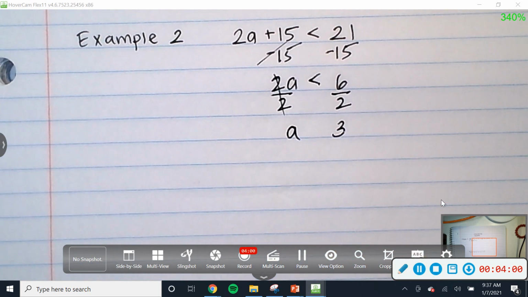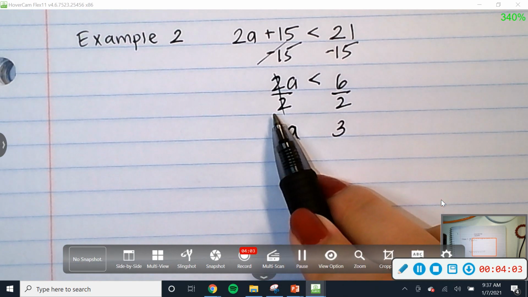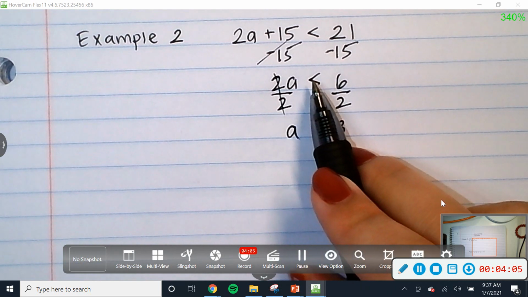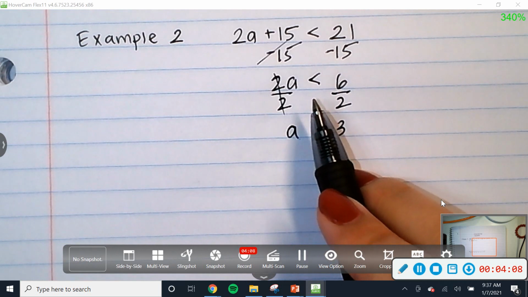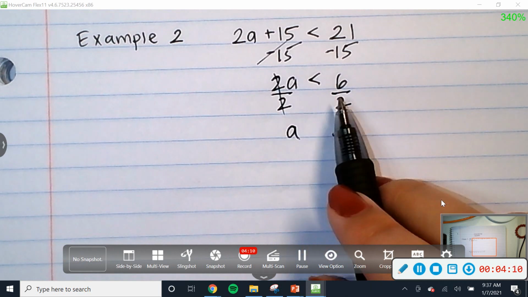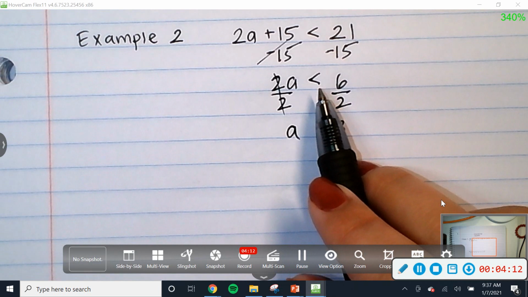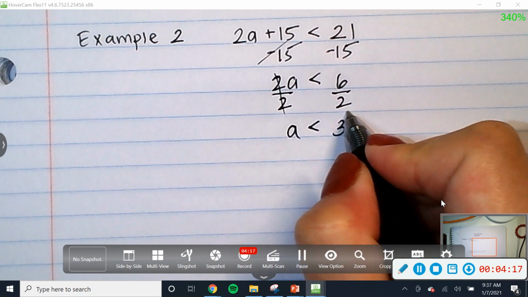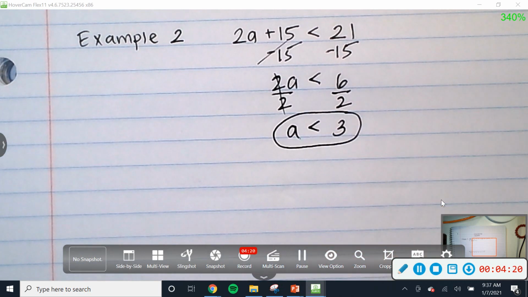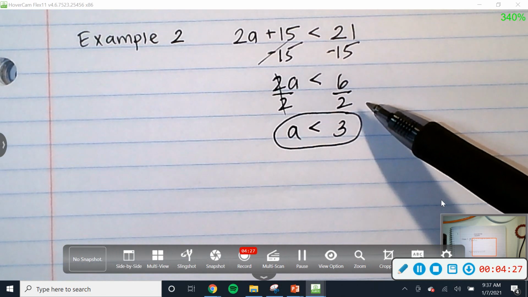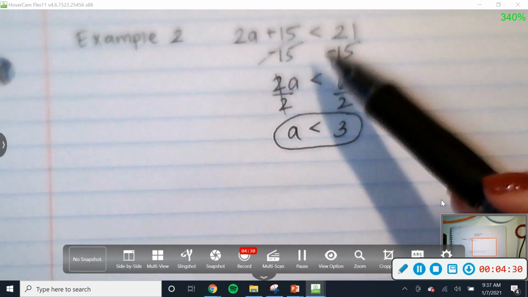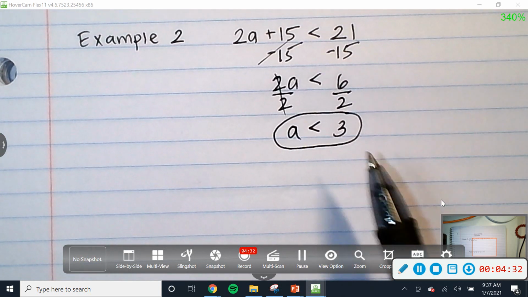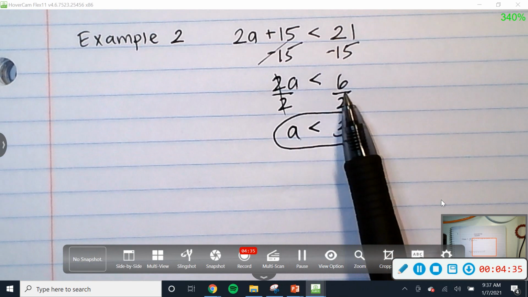And because this was a positive number, I don't change anything about the direction of this sign. Our rule only applies if we're dividing by some sort of negative number here. Since this is a positive 2, it doesn't change anything about the sign. This will stay the same. So our final answer for this example is a is less than 3. So remember, unless we are dividing or multiplying by a negative number, we don't change the inequality sign. This special rule only applies if it's a negative number that we're dividing.